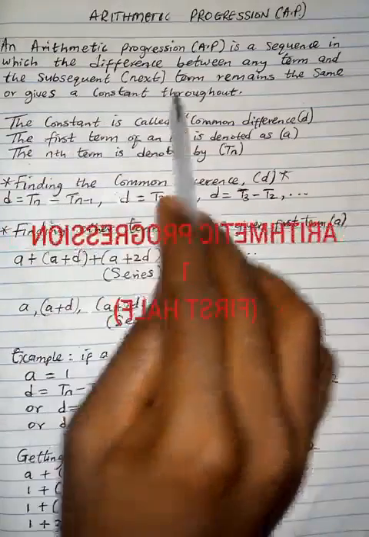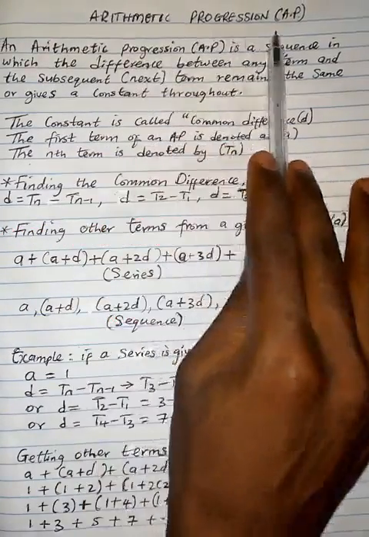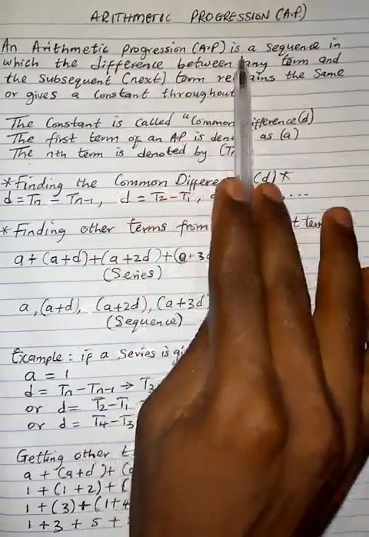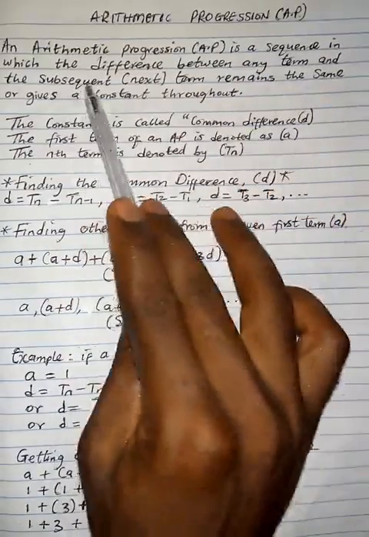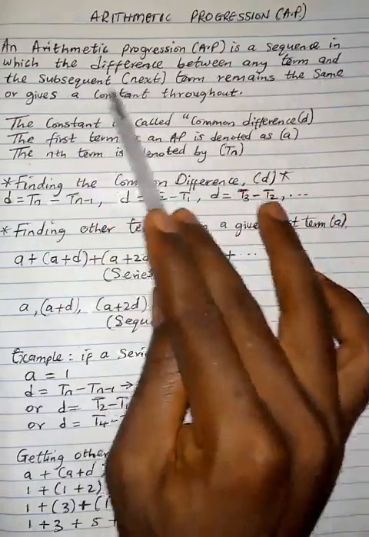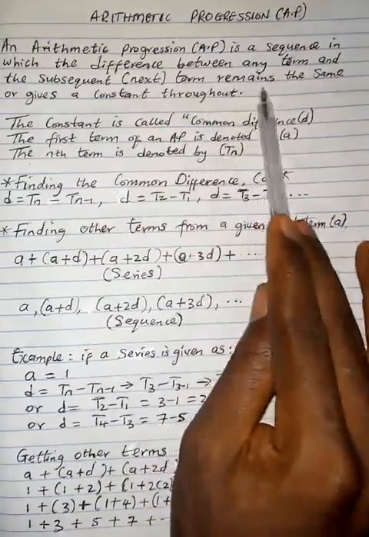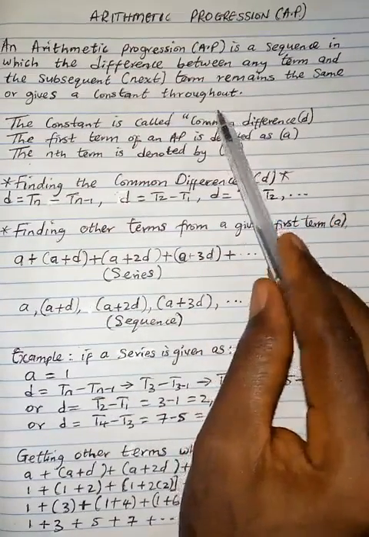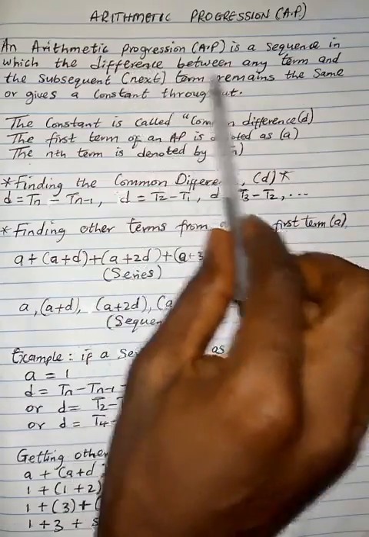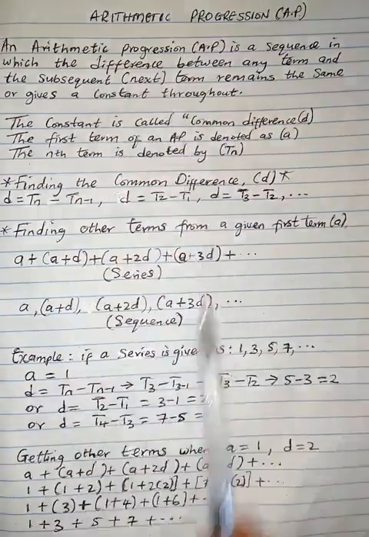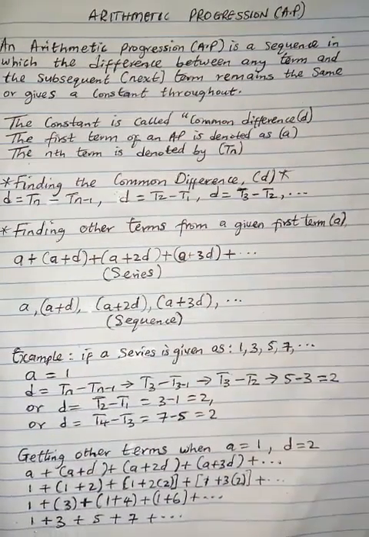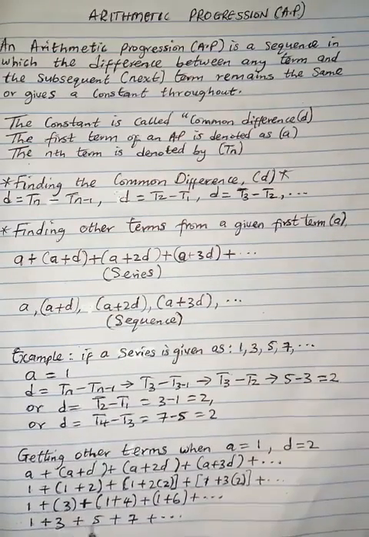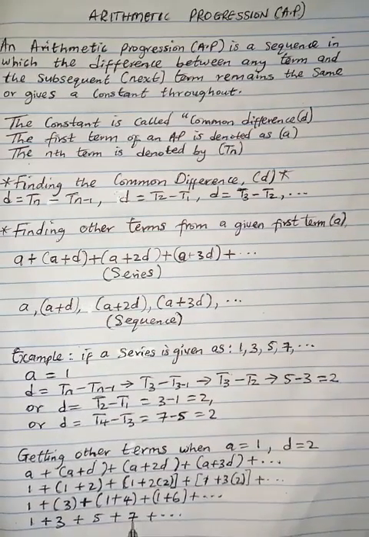Under this topic, we will be dealing with arithmetic progression, AP. Now we say an arithmetic progression is a sequence in which the difference between any term and the subsequent or next term remains the same or gives a constant throughout. Now what we mean is the difference between any term and subsequent. Just taking this as example, the difference between this and the subsequent, or this and the subsequent, are the same.